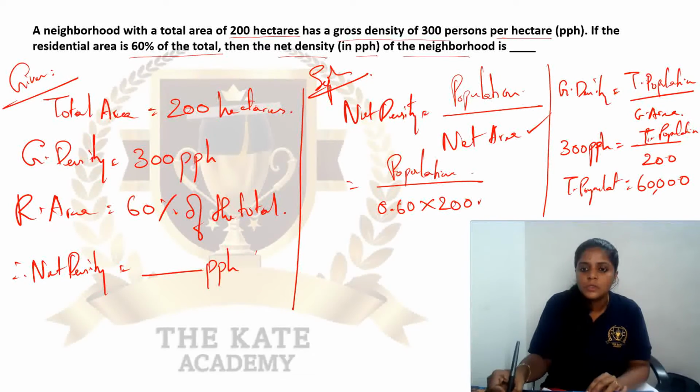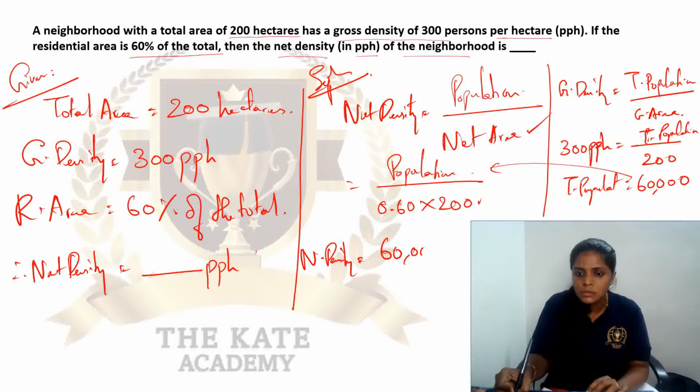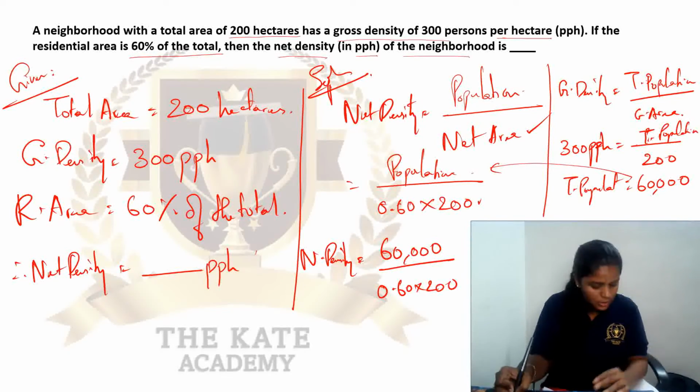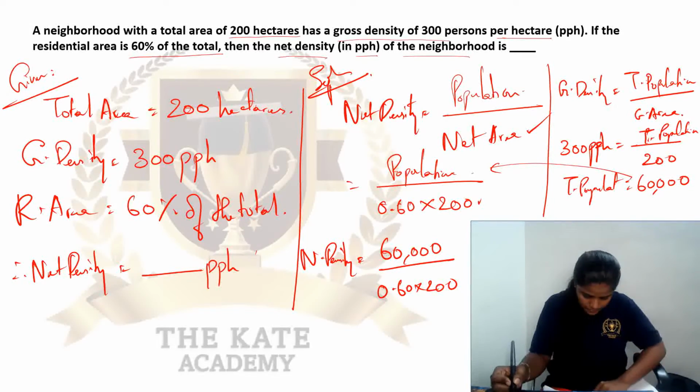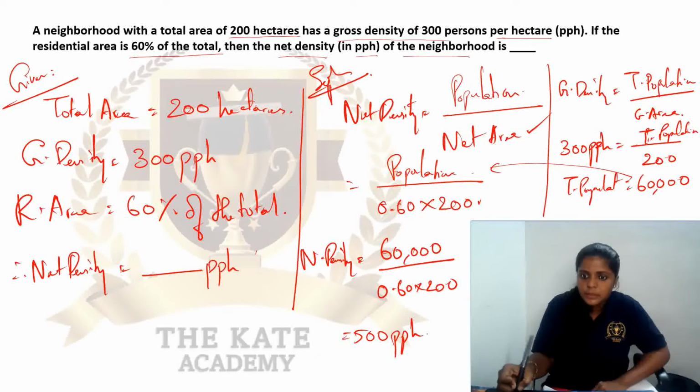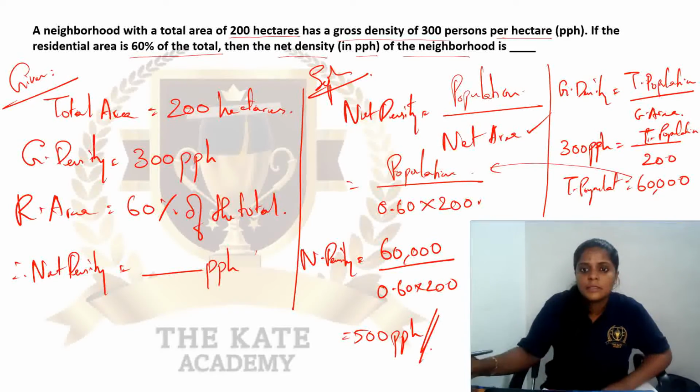So your total population will be 60,000. So just transfer it over here. Therefore, your net density is equal to 60,000 divided by 0.60 into 200, which is 500 persons per hectare. Okay, so this is your answer.